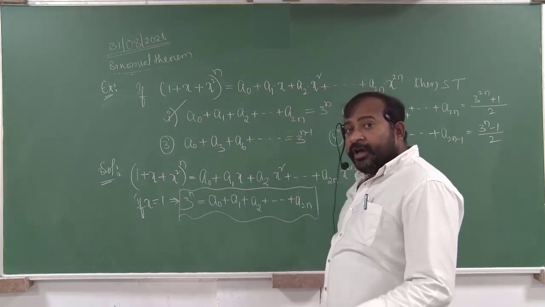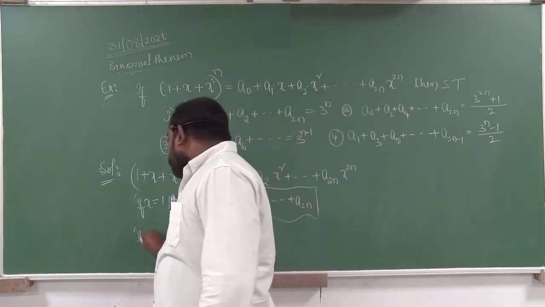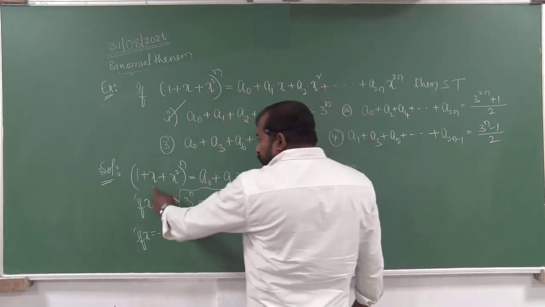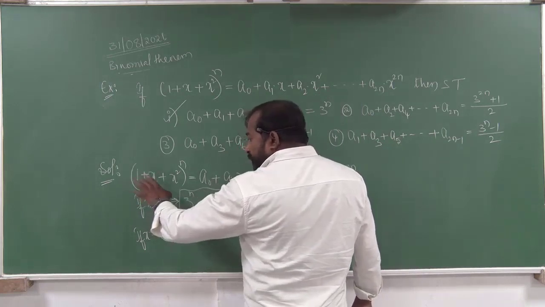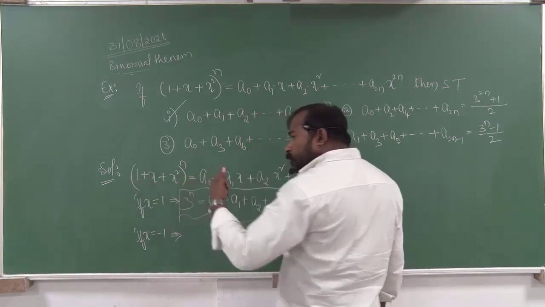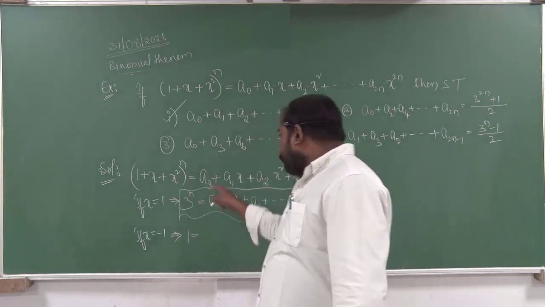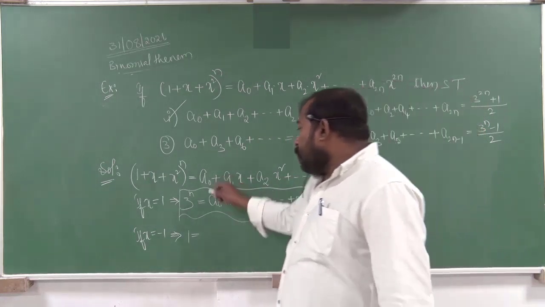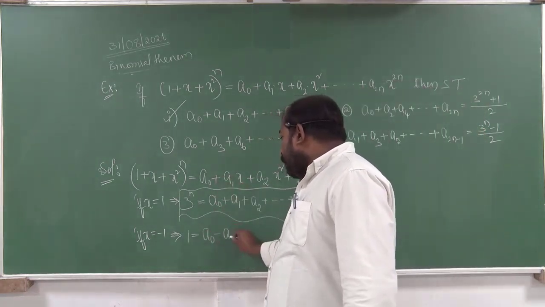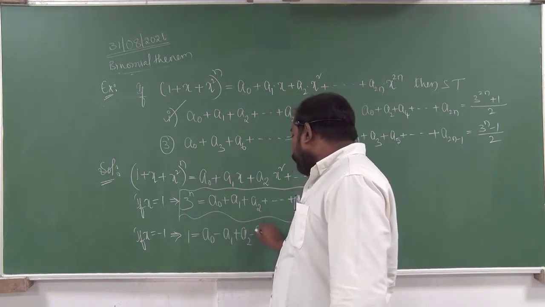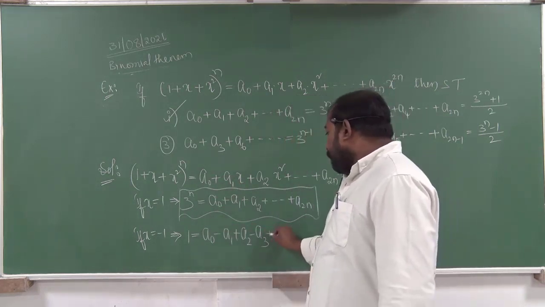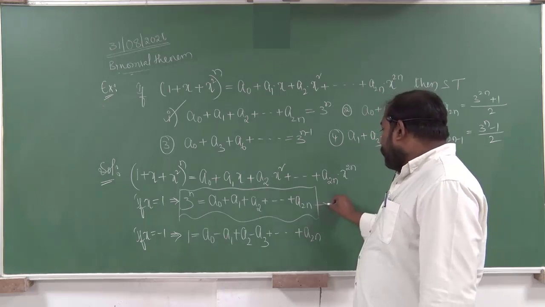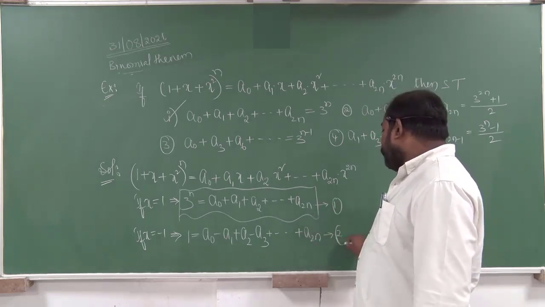Next, if I replace x equal to minus 1, tell me what I can get here. If x equal to minus 1, the plus 1 gets cancelled now. Minus 1 whole square means 1, 1 power n means 1. So 1 is equal to, on this side also, replace x equal to minus 1. What value do I get? a0 minus a1 plus a2 minus a3 plus up to the last value a2n. This is the value I get. Let this be equation number 1, and let this be equation number 2.